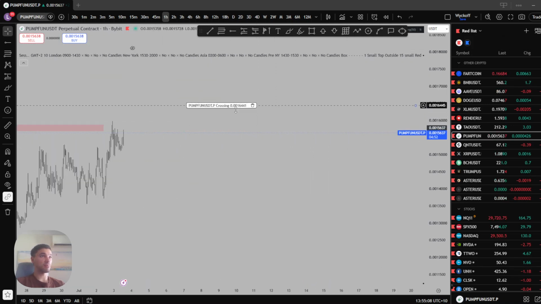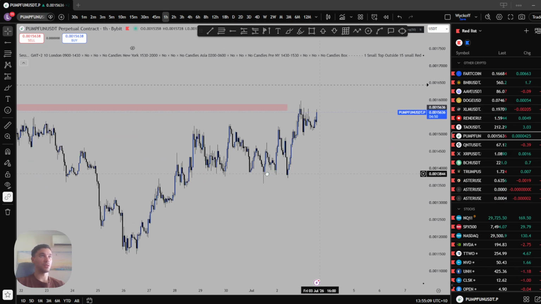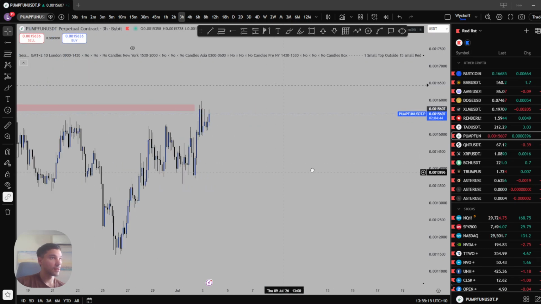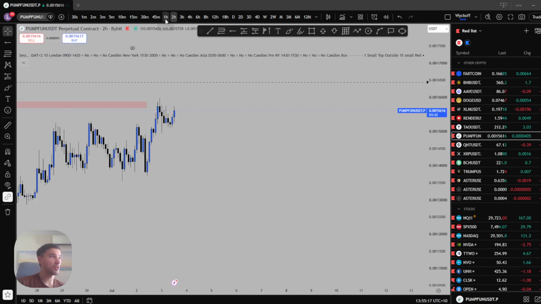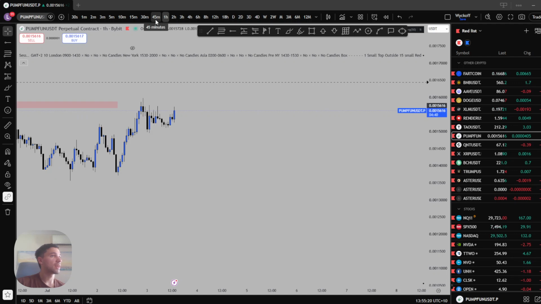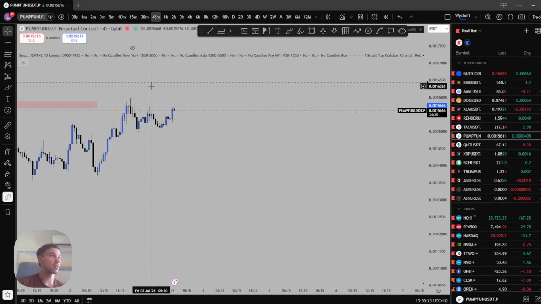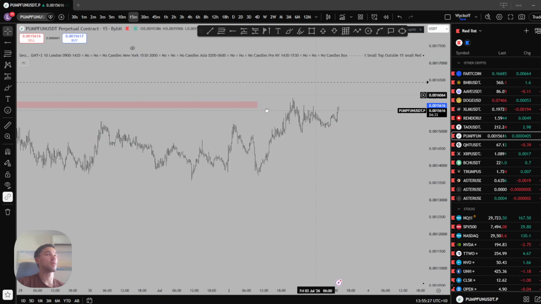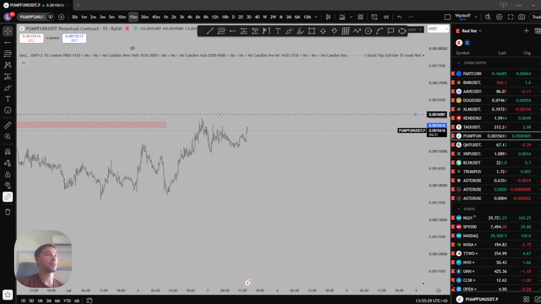Pump has pumped through supply, if you will. It has also left demand below, so just be aware. I think it's left demand below, has it? Has it not? Okay, it hasn't. It hasn't actually. Well, we'll keep an eye out on this range.